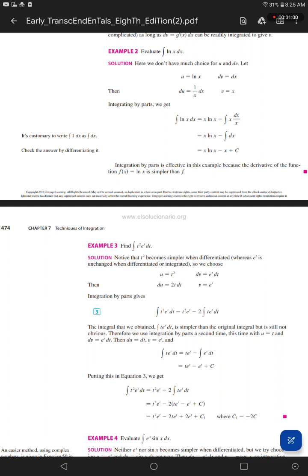Back to the text. Integrating by parts, we get the integral of the natural log of x dx equals x times the natural log of x minus the integral of x dx over x, which equals x times the natural log of x minus the integral of dx, equals x times the natural log of x minus x plus big C. Integration by parts is effective in this example because the derivative of the function f of x equals the natural log of x is simpler than f.